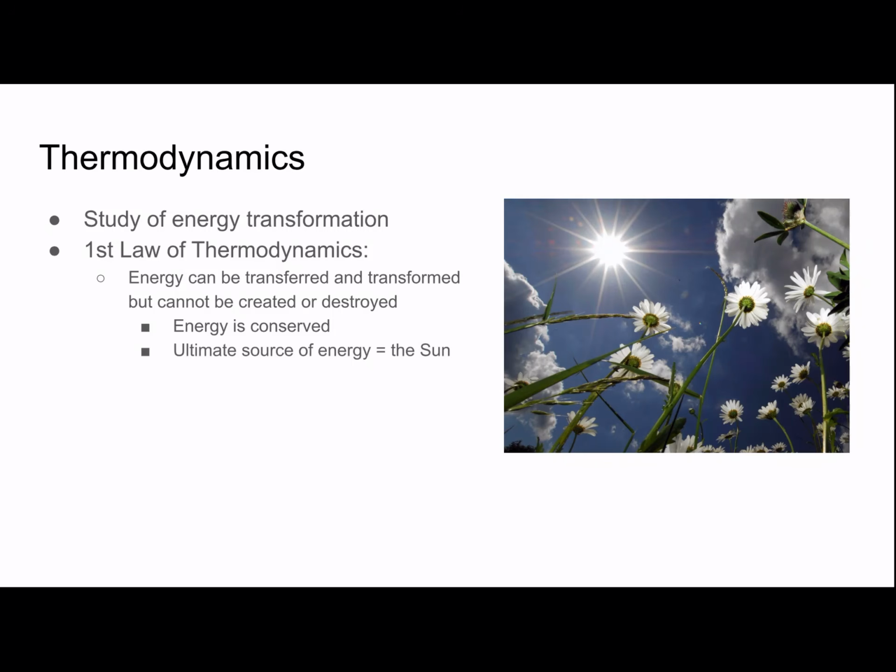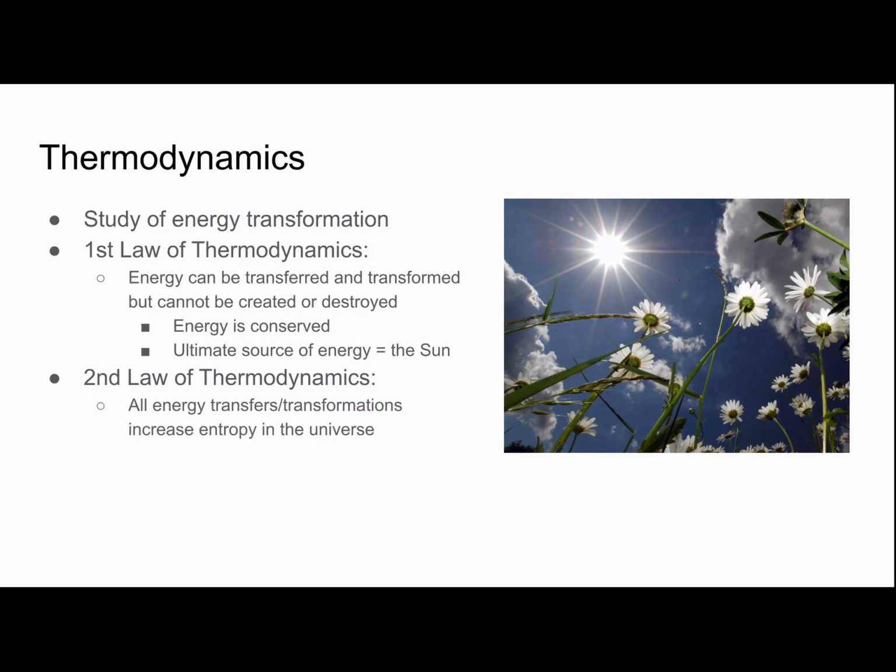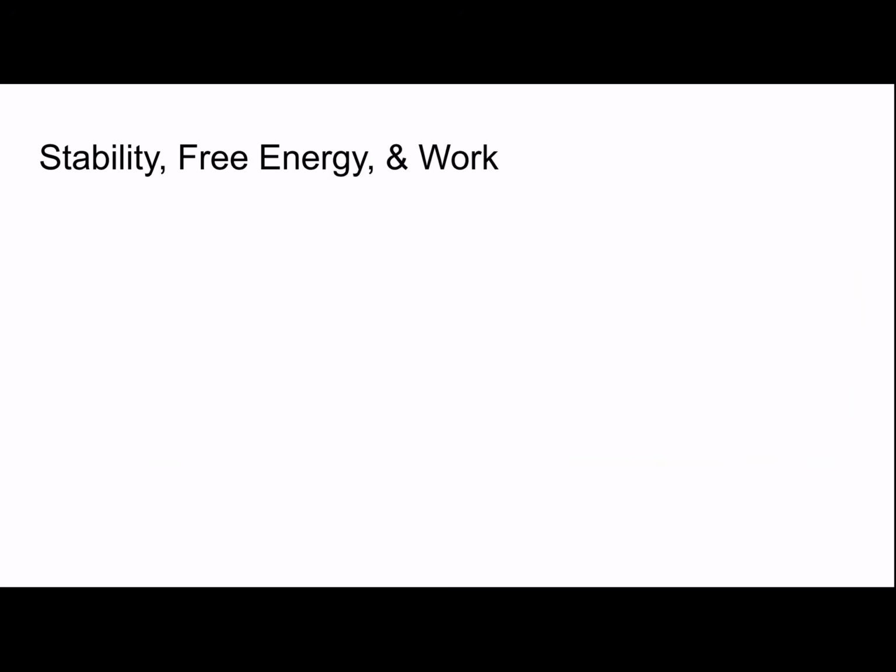Animals will then eat plants. Animals will eat other animals that have eaten plants. So basically, as you can see, energy is always being transferred between organisms. The second law of thermodynamics is that all energy transfers and transformations increase entropy in the universe, and entropy is a measure of disorder. So that's just a brief overview of the thermodynamics section of this chapter.